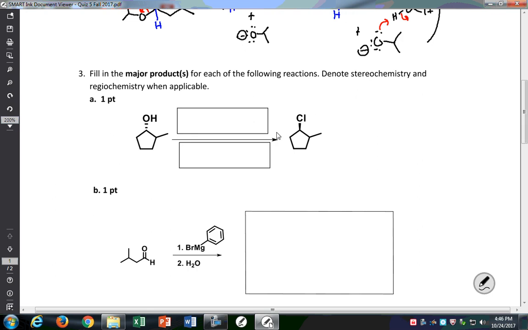Here, this is just an SN2 reaction where we're replacing our alcohol with a chlorine. So we talked about a couple of different reagents, and I would accept any of them. SOCl2 is one, with pyridine. Another one we talked about is HCl and zinc chloride.